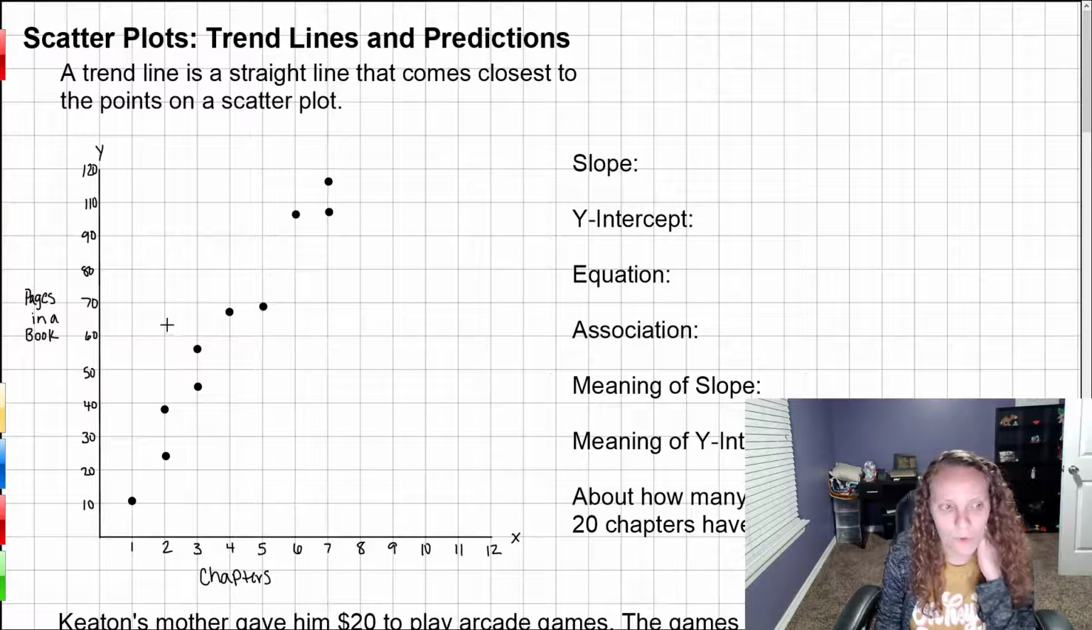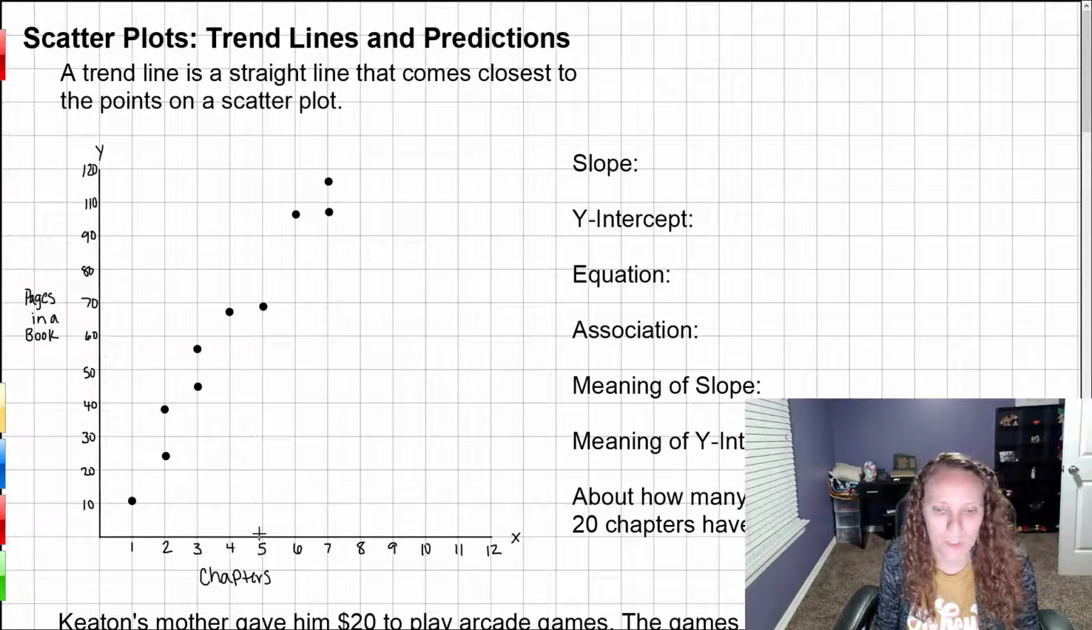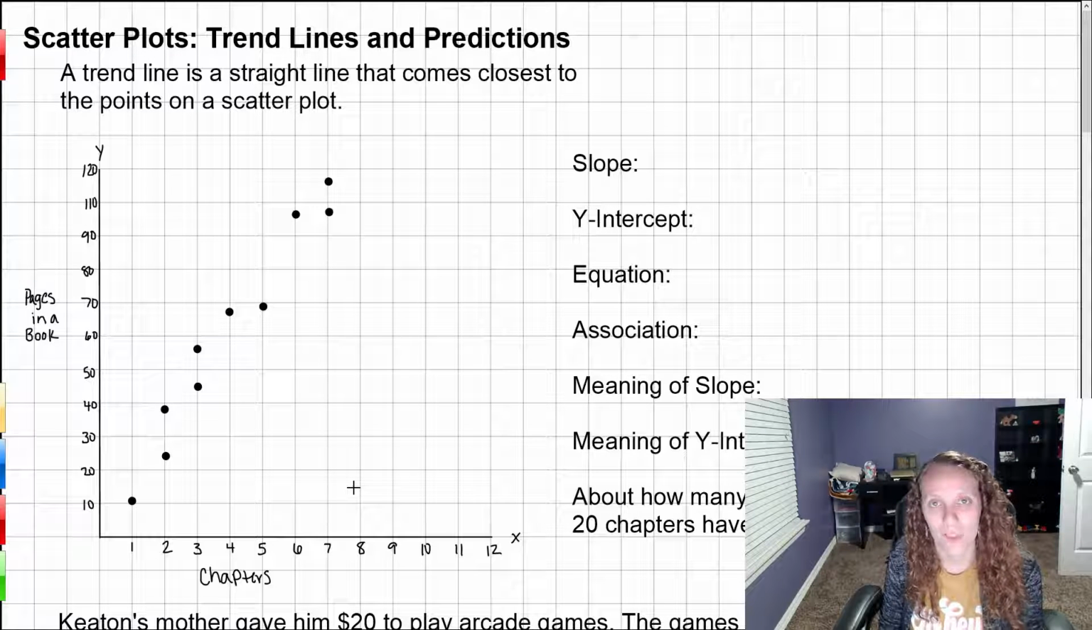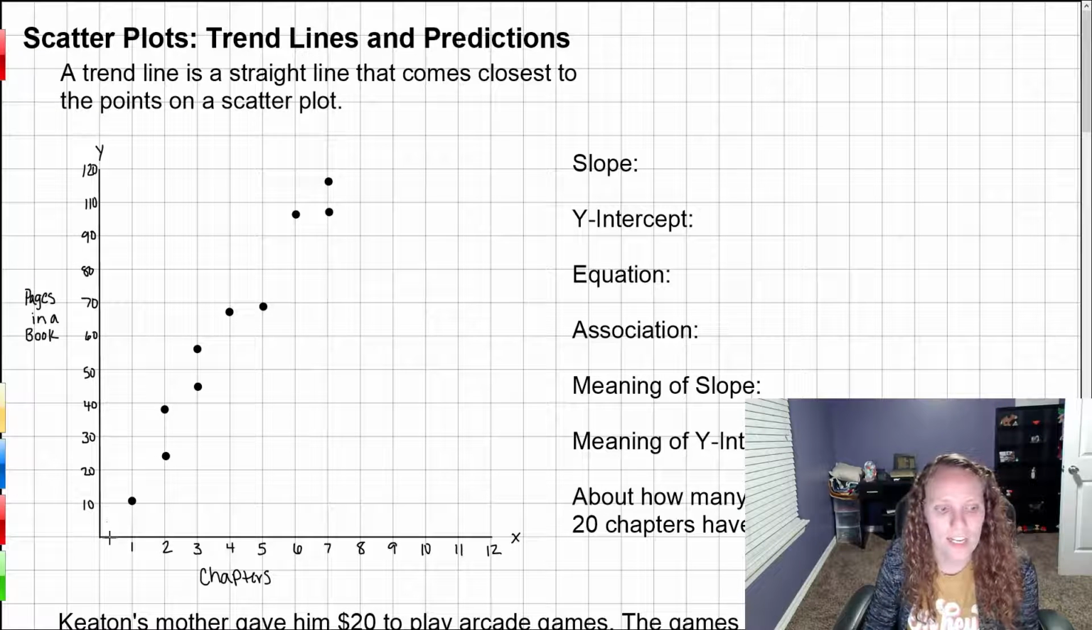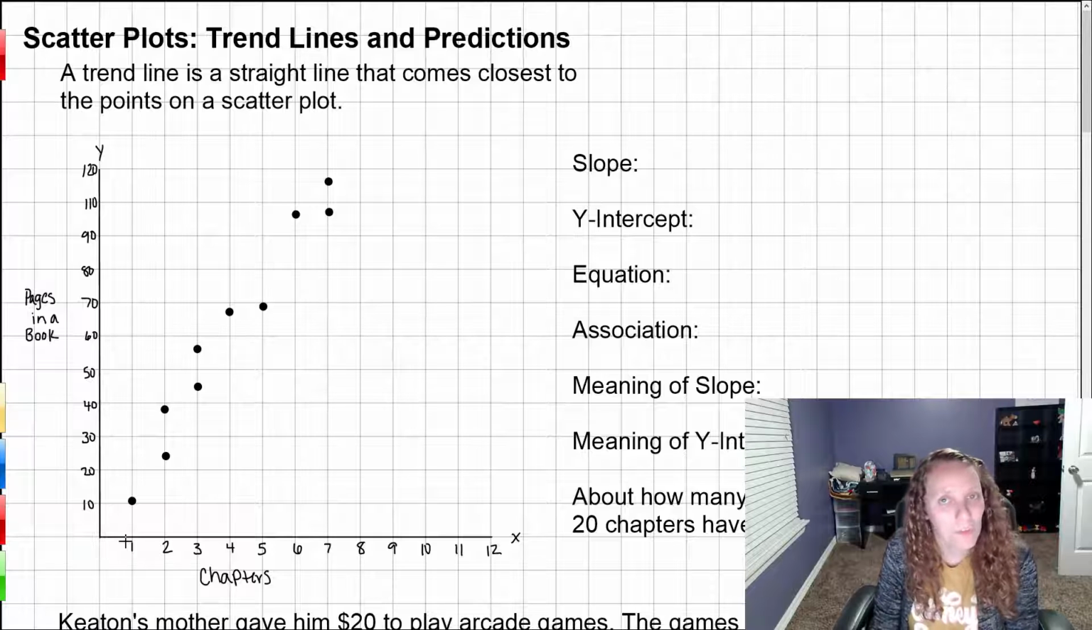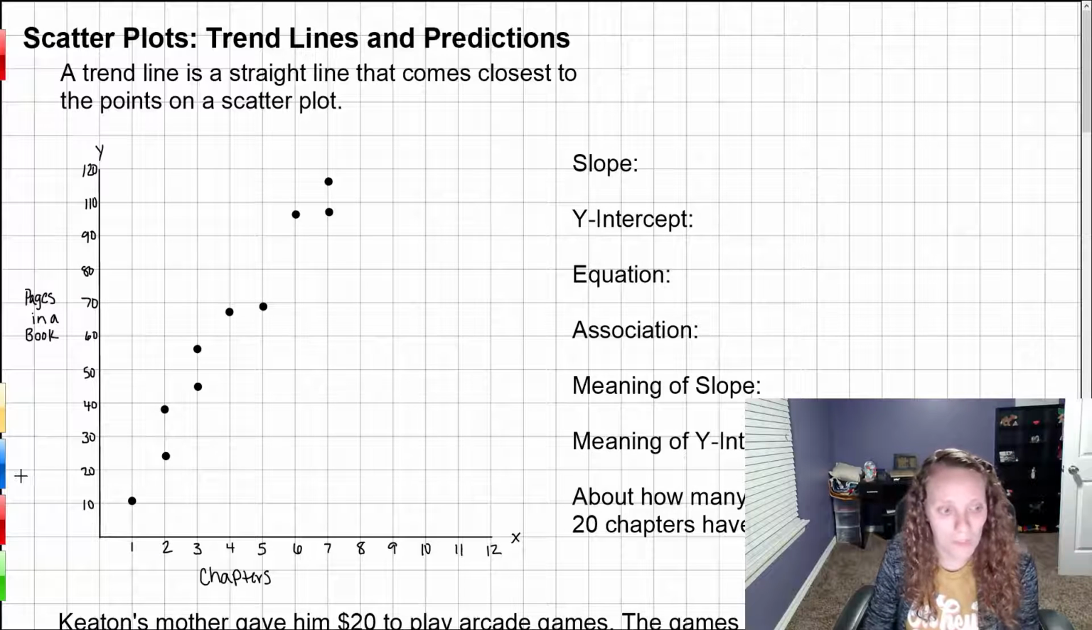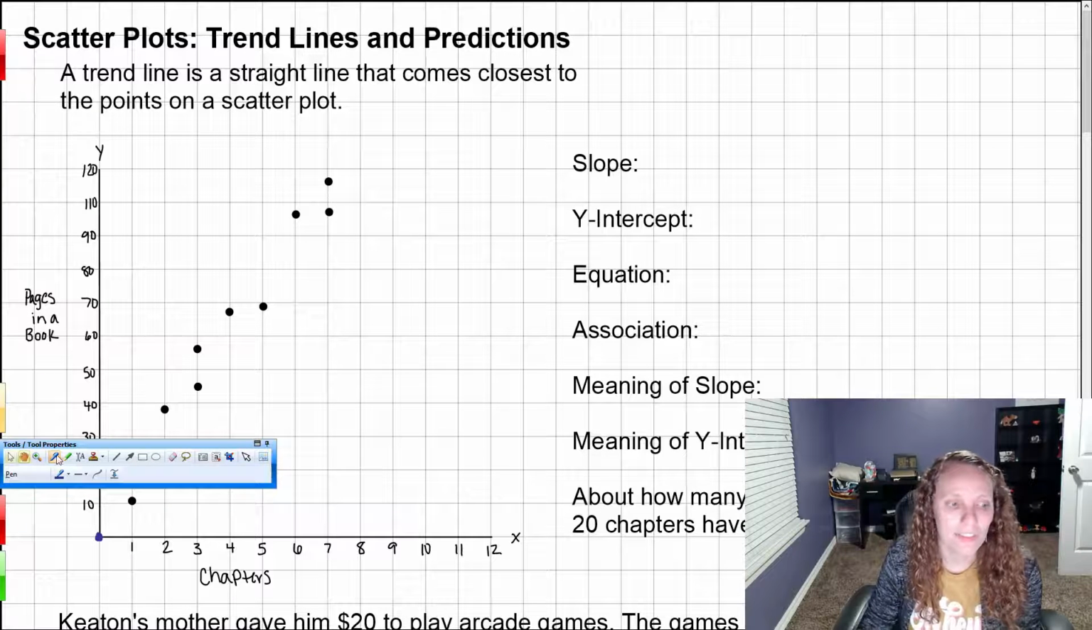Now, in this example, I'm seeing pages in a book and chapters, so it sounds like people looked at various books. They looked at how many pages are in the book versus how many chapters are in the book as well, and then they made a scatter plot based on the pages and chapters. Now, let's talk about the point 0, 0 for just a minute. If there are 0 pages in a book, you don't have a book, which means there's probably not going to be any chapters. And so 0, 0 is definitely a point for this situation.